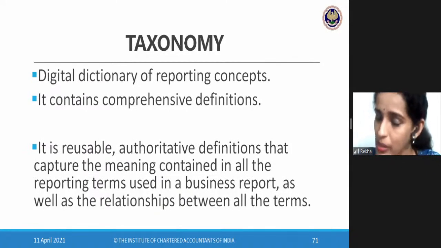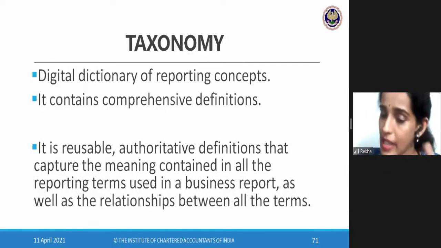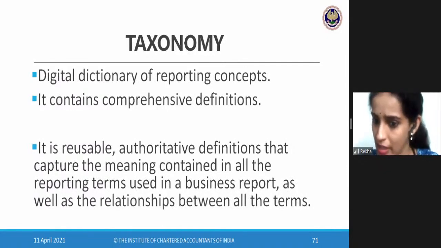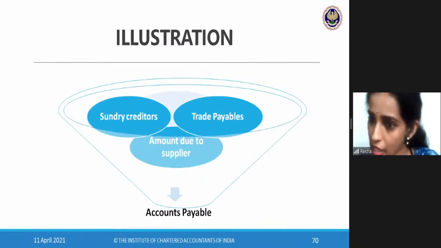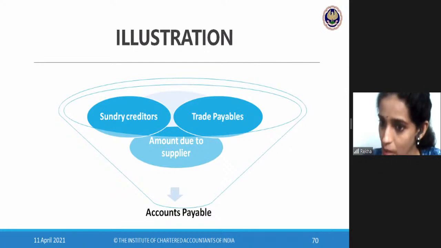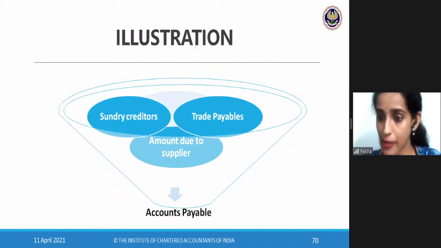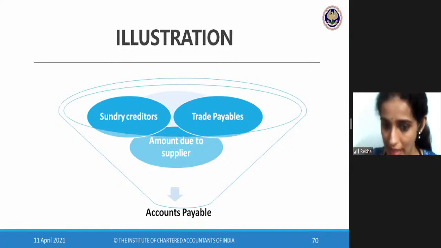So it is reusable, and it will all be defined. Now, this taxonomy alone is not enough, right? Even if you have this accounts payable, there should be some figure attached to it. If you are putting sundry creditors 10 lakh, trade payables 10 lakh, similarly when you are writing accounts payable, the amount should be there. Now, this is the process of assigning this amount to this particular taxonomy.